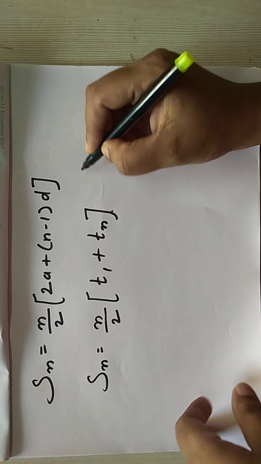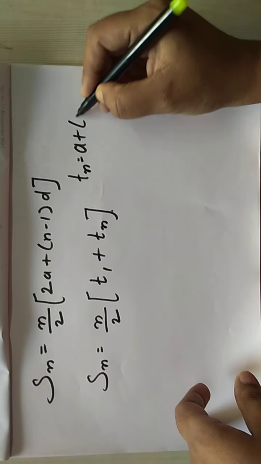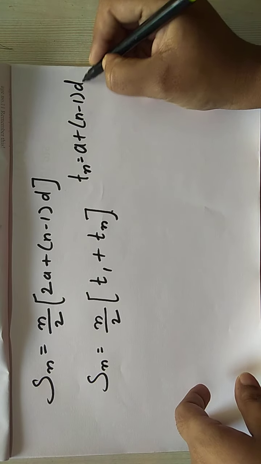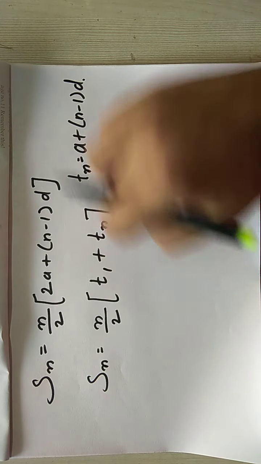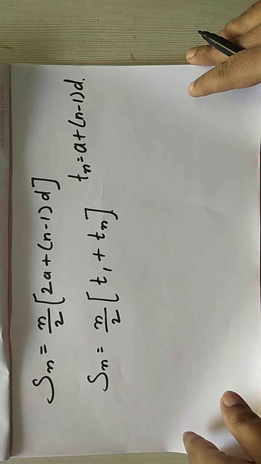And the other formula which you need to learn by heart in this lesson is the Tn formula, a plus n minus 1 d. Once you have learned all these 3 formulas, let us look at the sums that we did in this lesson.